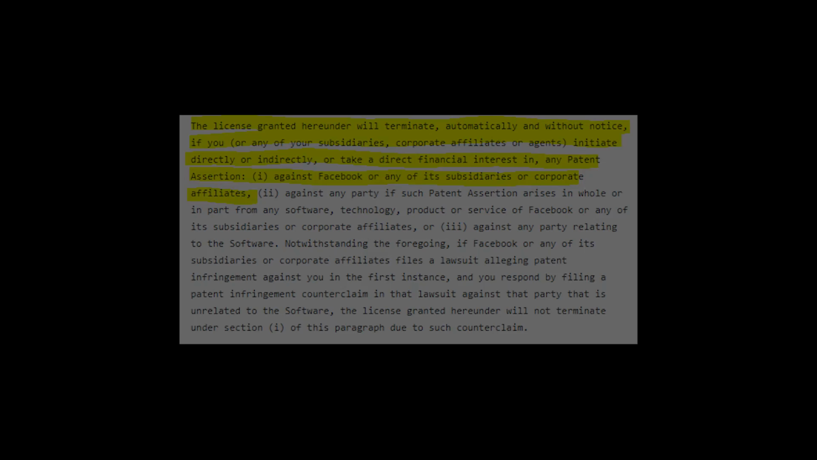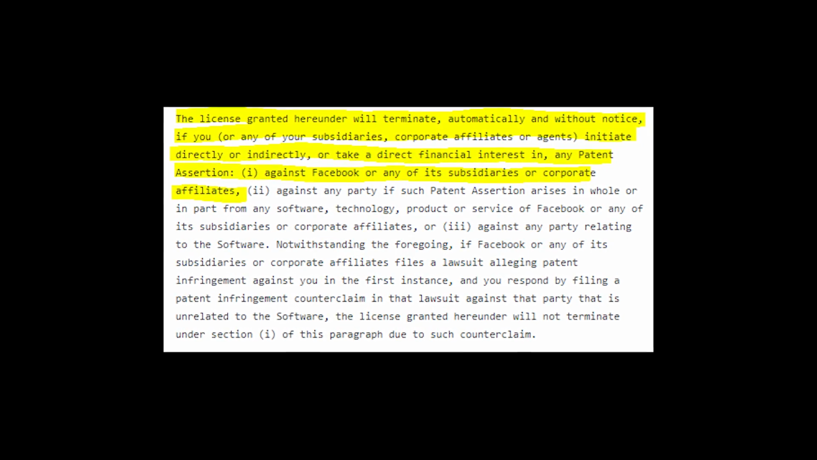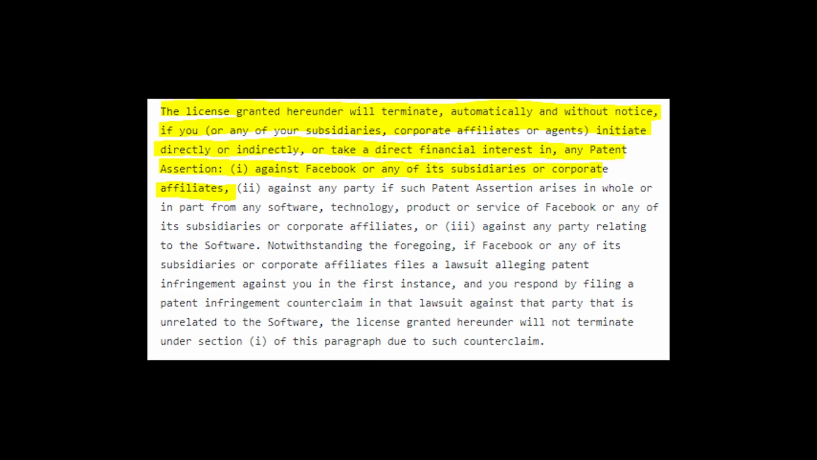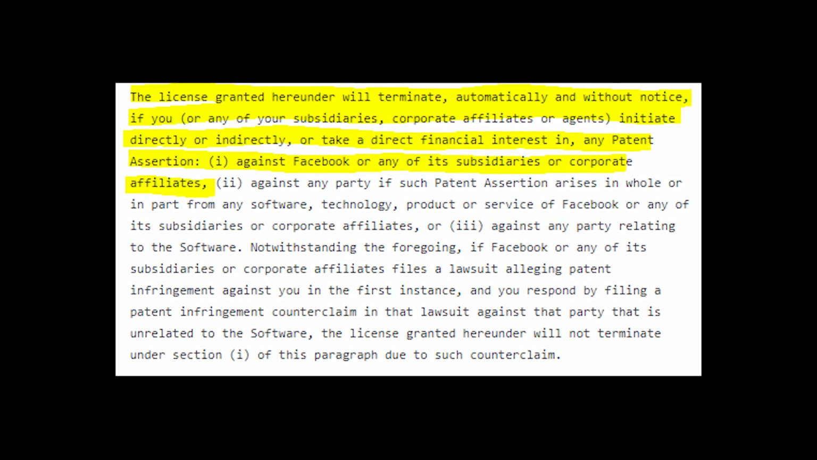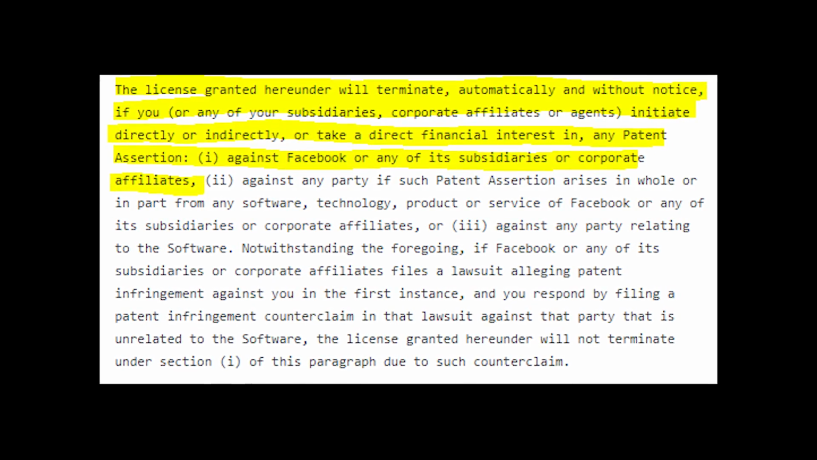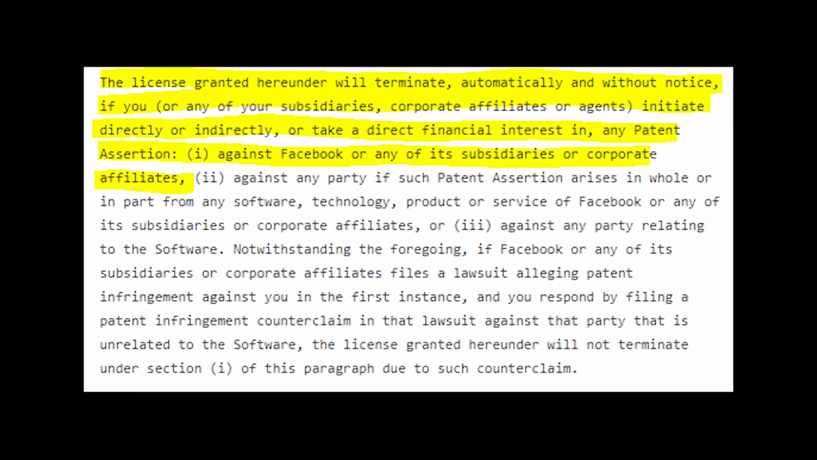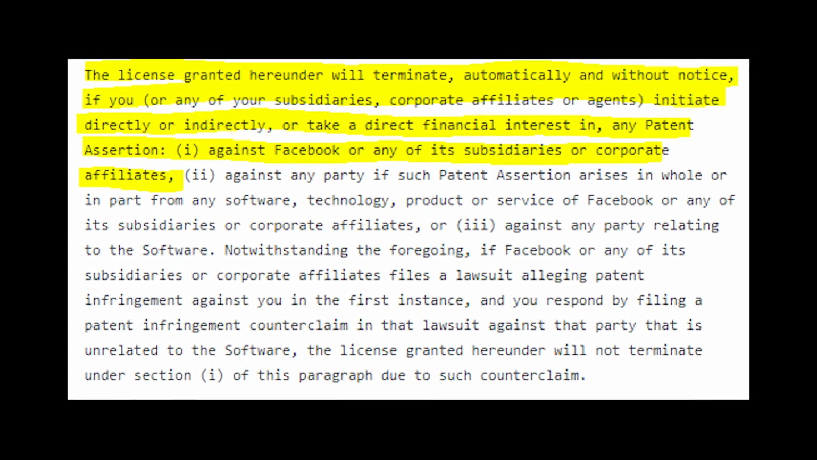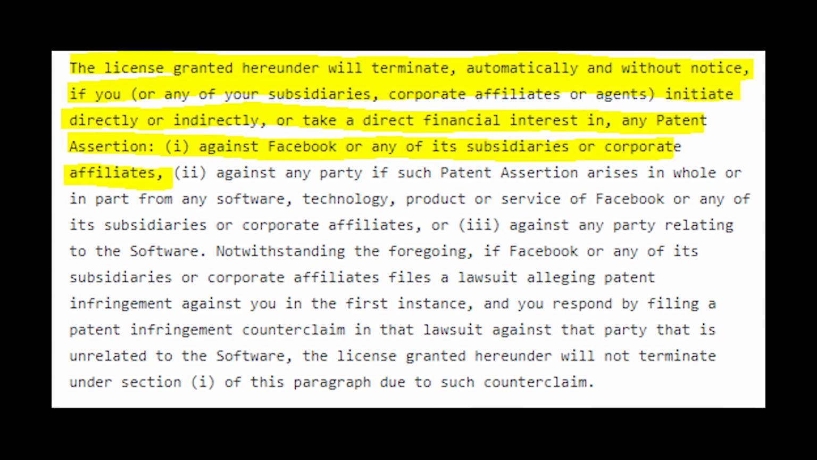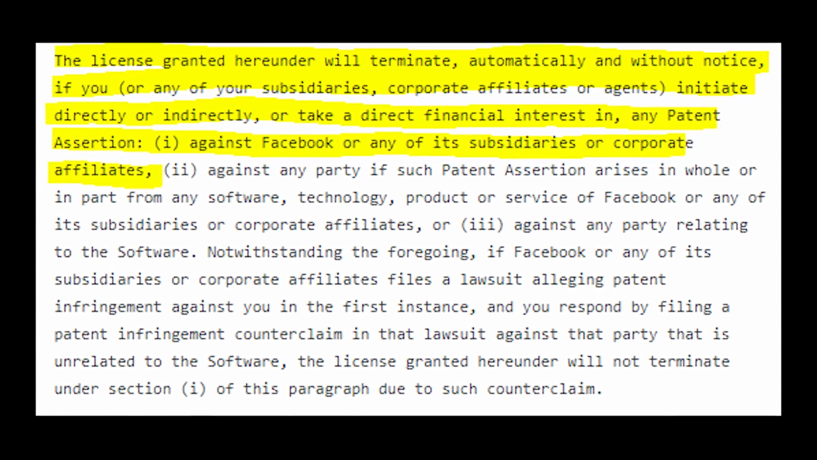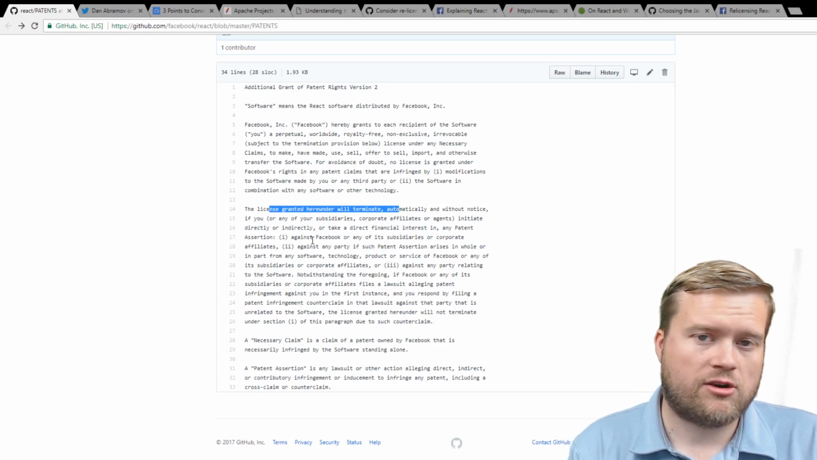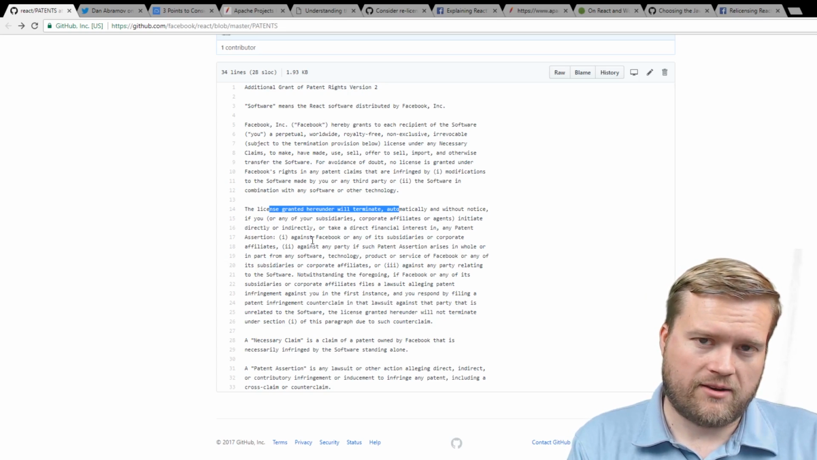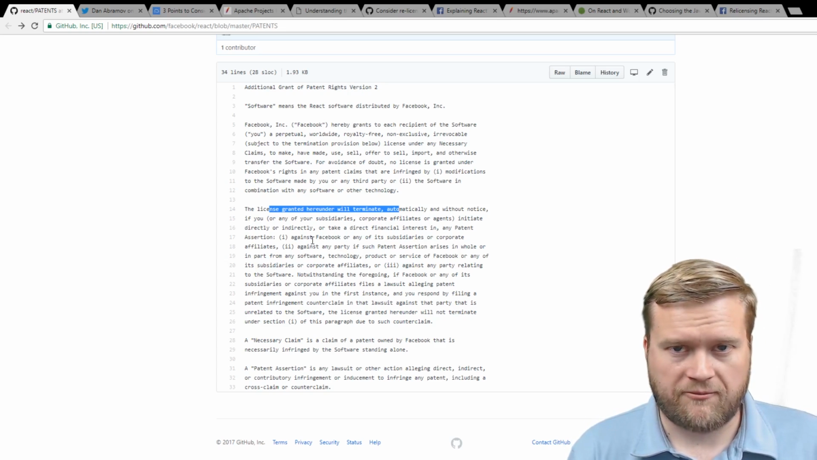The problem is that the license granted hereunder will terminate automatically and without notice if you initiate direct or indirect, or take a direct financial interest in, any patent assertion against Facebook or its subsidiaries and against any party relating to the software. So essentially this said, if you are going to sue Facebook for any patent litigation, they can terminate your license and go after you for anything that you may be infringing on their patents.